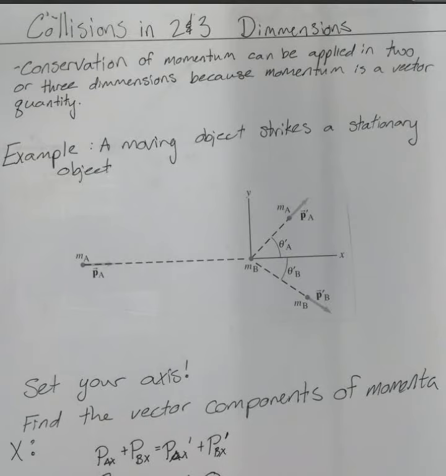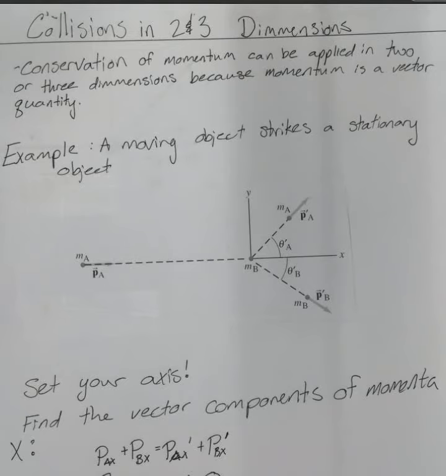Because conservation of momentum can be applied in 2 or 3 dimensions because momentum is a vector quantity. If momentum is conserved along the x-axis, it can also be conserved along the y-axis as long as there are no net external forces. So let's take a look at a moving object striking a stationary object. We can pretend in this example that these are billiard balls.